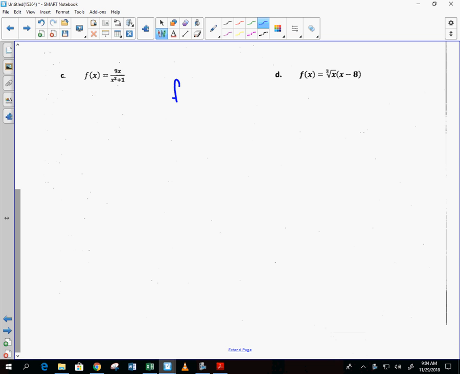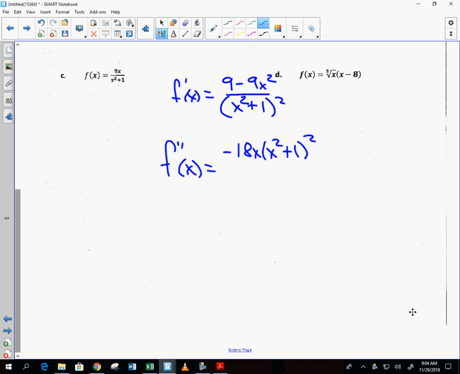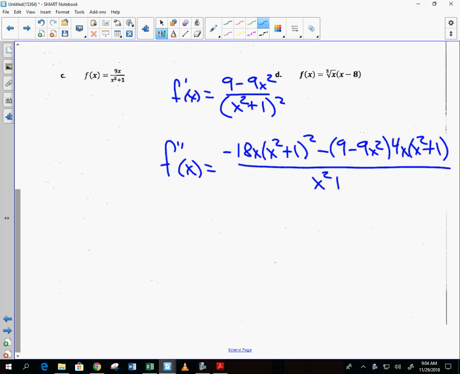All right, we picked up with f prime of x. F prime of x was equal to, I can't remember, is it 9 minus 9x squared over x squared plus 1 quantity squared? So we said we want to find f double prime. Is that correct? So f double prime, we took the second derivative and we came up with negative 18x times x squared plus 1 quantity squared minus that guy, 9 minus 9x squared times the derivative of that, which looks like it should be 4x times x squared plus 1. Is that right? Okay, all over x squared plus 1 quantity squared.